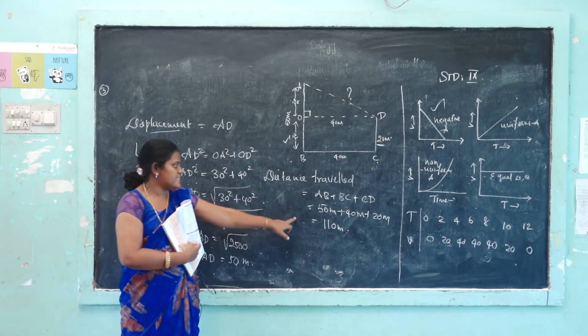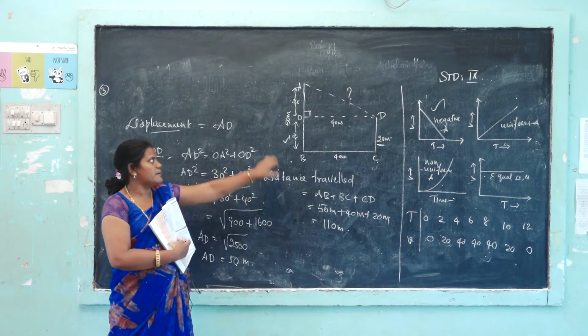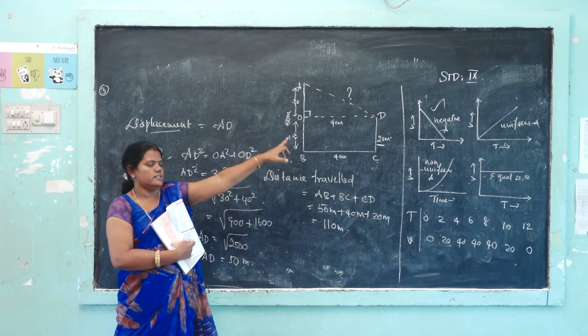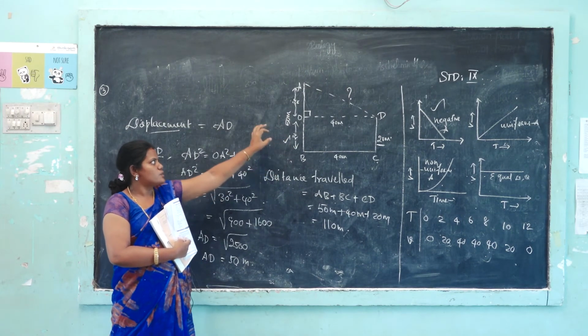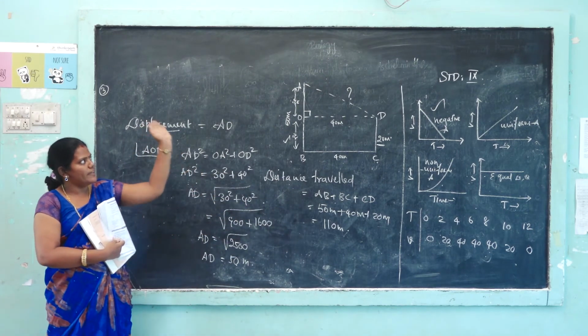This is called distance, this is called displacement. Clear, ma? This is called distance. Distance means the path covered continuously to reach the point D. So AB, BC, CD you have to add. But displacement is the hypotenuse.